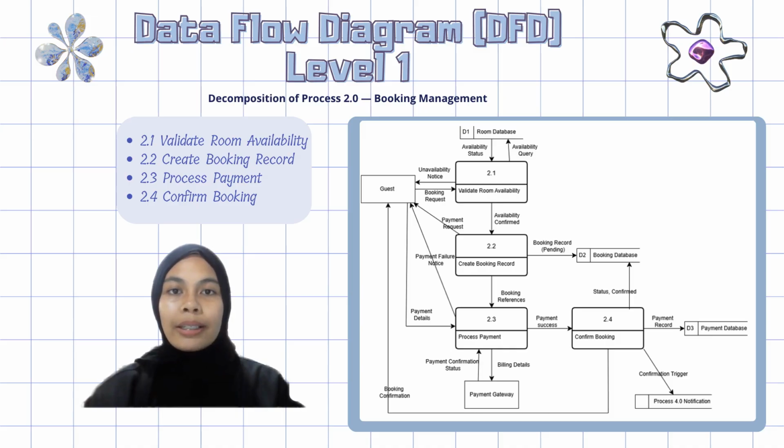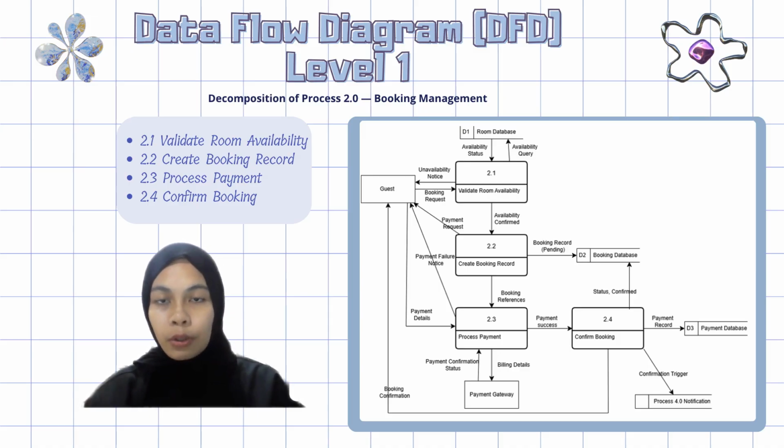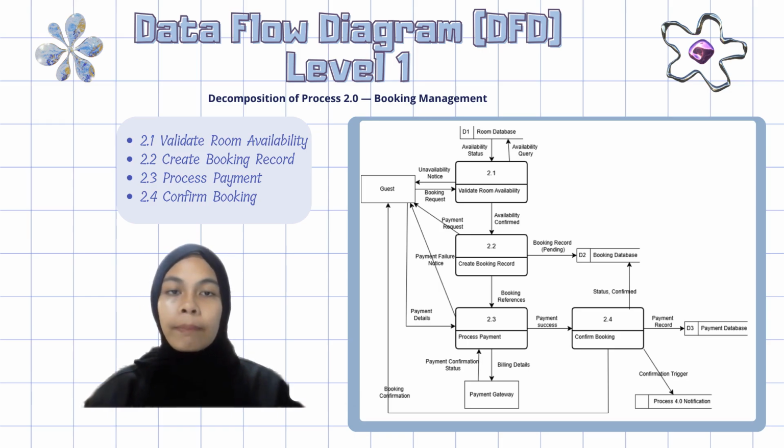To understand exactly how our system handles data behind the scenes, look at our data flow diagram level 1 for booking management. When a guest requests a reservation, process 2.1 first validates the dates against our room data store to check for availability. Once confirmed clear, process 2.2 creates a temporary pending booking record.